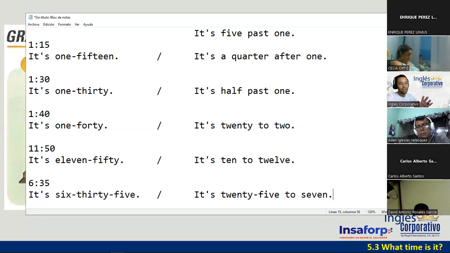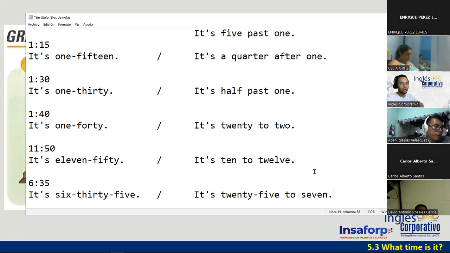Son las 6:35 o son 25 para las 7. Entonces contamos la diferencia de minutos que faltan para la siguiente hora, que sería las 7, y eso es lo que ocupamos. It's 25 to 7. Igual que en español, cuando decimos son 25 para las 7. Son 10 para las 12. Son 20 para las 2. Y así. It's 25 to 7.